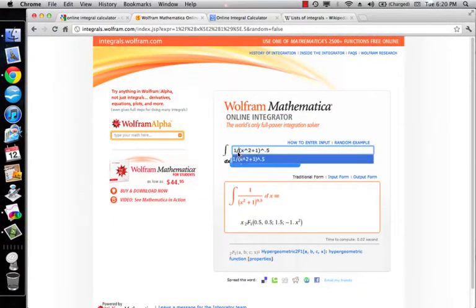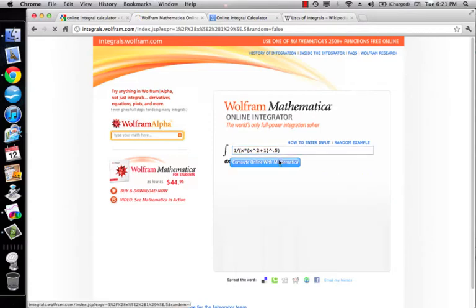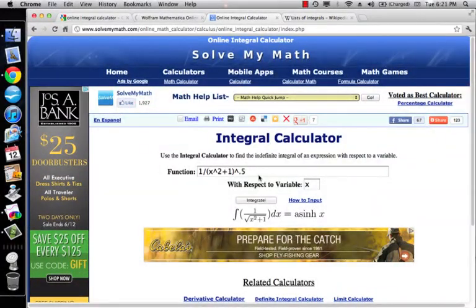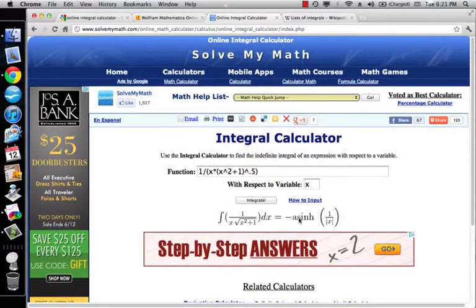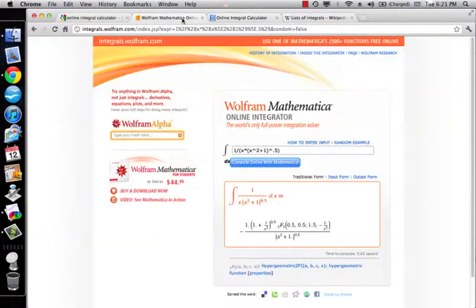Okay, and then let's add an x on there. Let's add some parentheses. If I go over here, I'm sending the request, and I'm not getting a reply. If I go over here and type it in, I get the negative arc sine of 1 over the absolute value of x. And here I get a different thing over here.